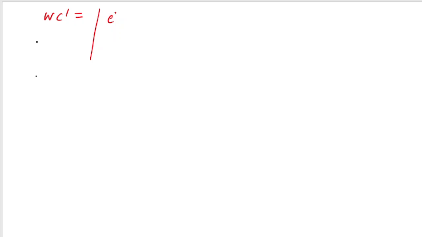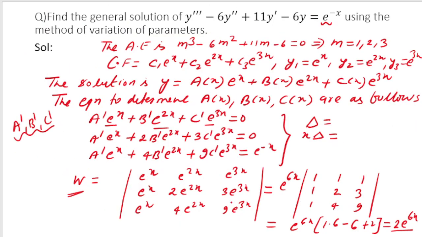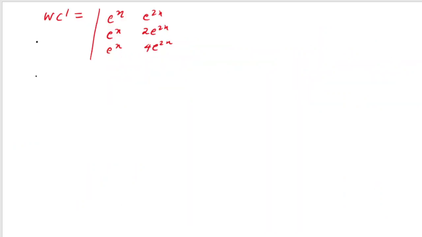So the first column of W was e to the power x, e to the power x, e to the power x, e to the power 2x, 2 e to the power 2x, and 4 e to the power 2x. I hope you remember. And the third column will be replaced by the right-hand side, that is 0, 0, e to the power minus x. So I write 0, 0, e to the power minus x.